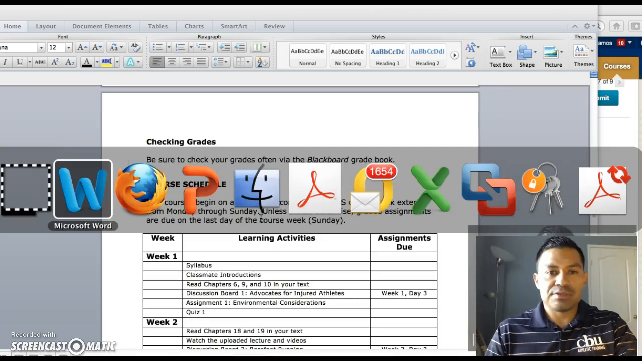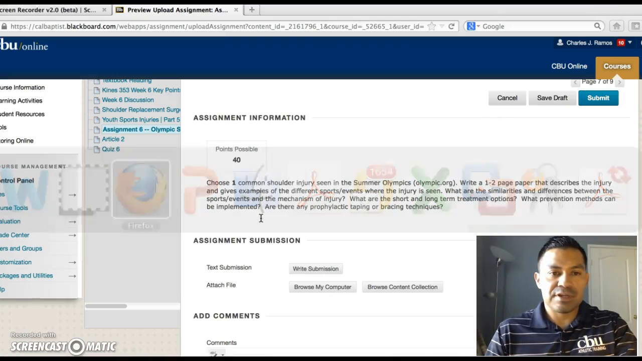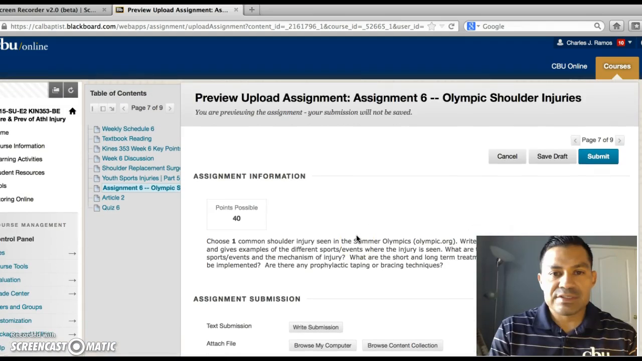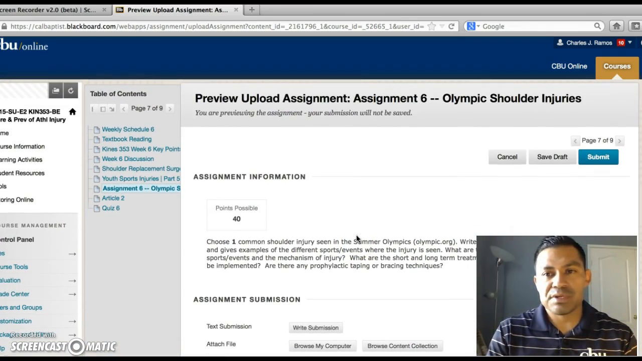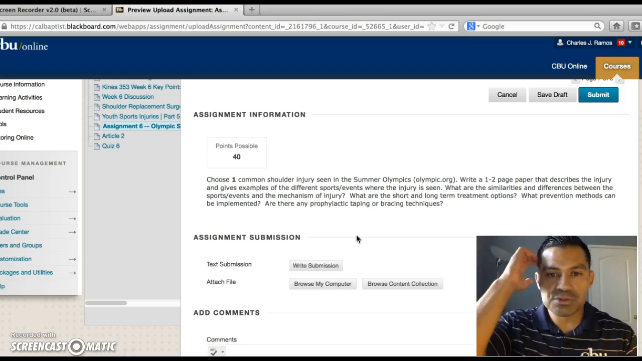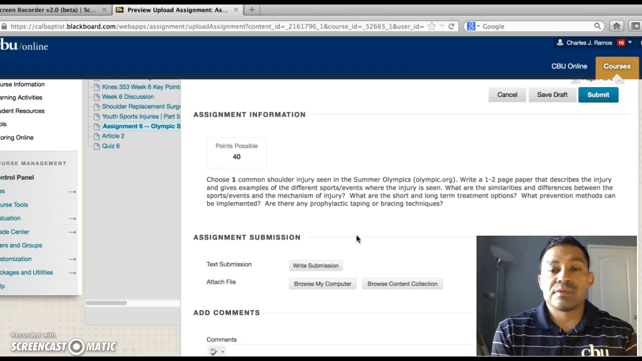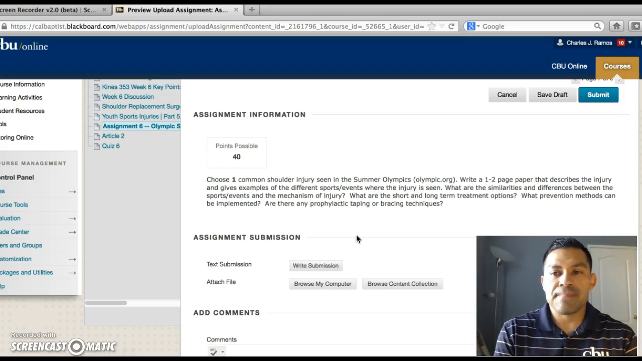So let me just come over here. So this is your assignment for the week, Olympic shoulder injury. So it says choose one common shoulder injury seen in the Summer Olympics. So if you want to look at a different variety of sports, and you can't really remember a lot of the events that require a lot of shoulder activity, just go to olympic.org and you can look up the different events that they have there.